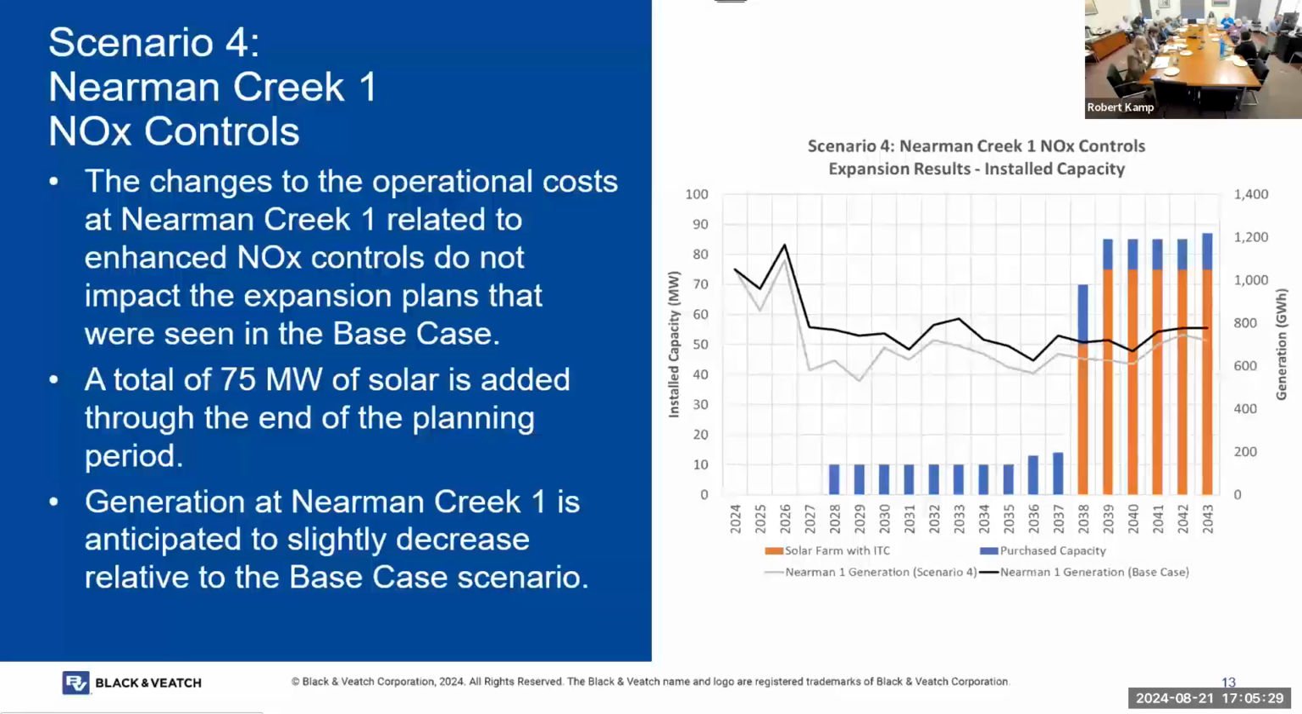The changes in these operational costs don't impact what we saw in the base case. Firm capacity needs are met with purchased capacity in 2037 and 2038, just like in the base case. Solar capacity is added, a total of 75 megawatts, by the end of the planning period. We can see that the model is projecting that due to these increased costs, there would be a slight decrease in generation at Nearman Creek 1 relative to the base case. But again, that was anticipated to meet those more stringent NOx emission limits. Do you have anything to add?